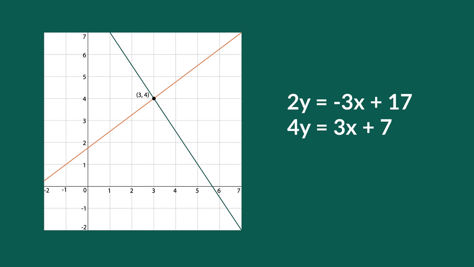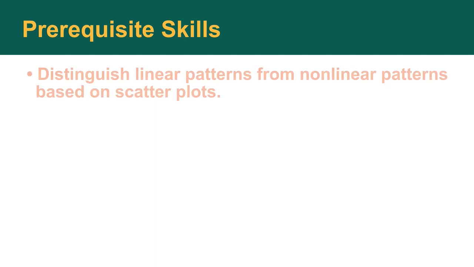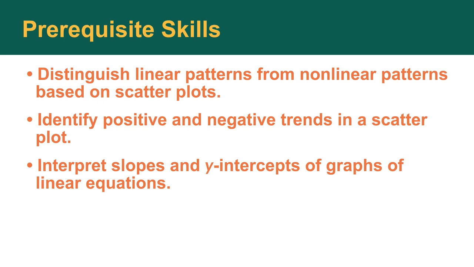In the previous unit, students solved and graphed systems of linear equations and inequalities using one or two variables. Prior to engaging in Unit 3, students will need to distinguish linear patterns from nonlinear patterns based on scatterplots, identify positive and negative trends in a scatterplot, and interpret slopes and y-intercepts of graphs of linear equations.